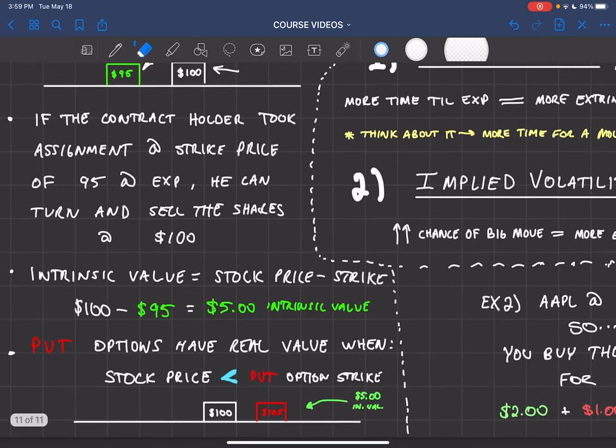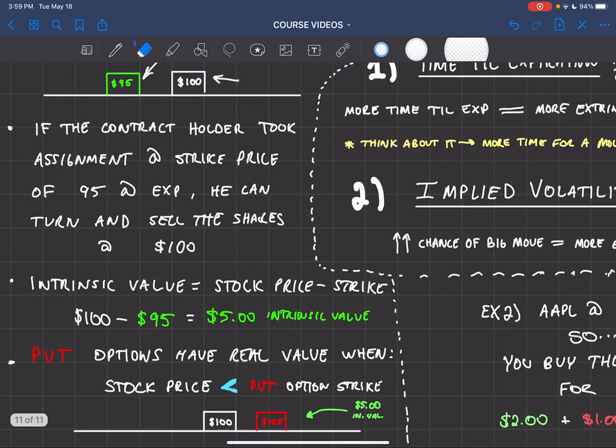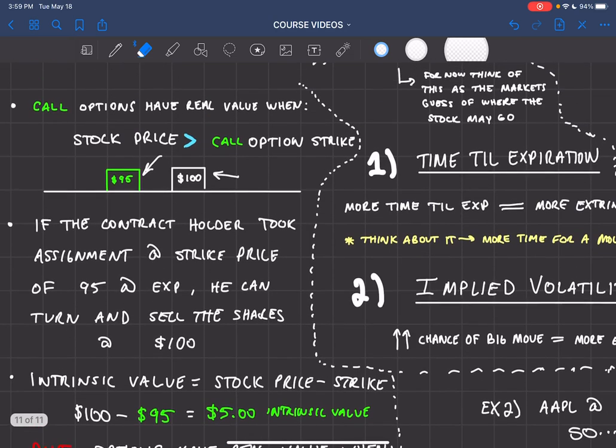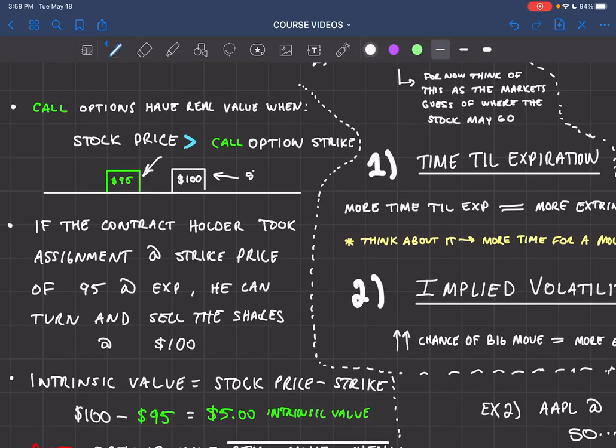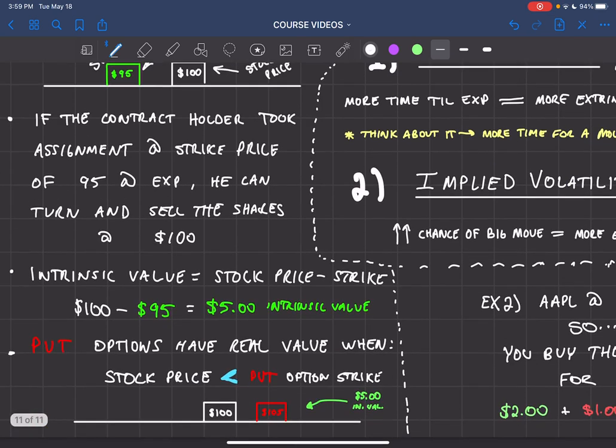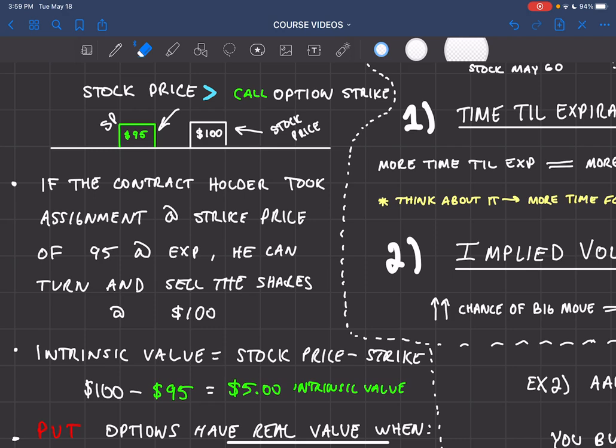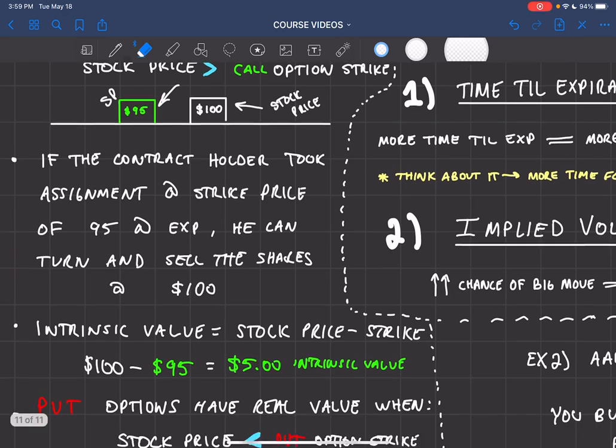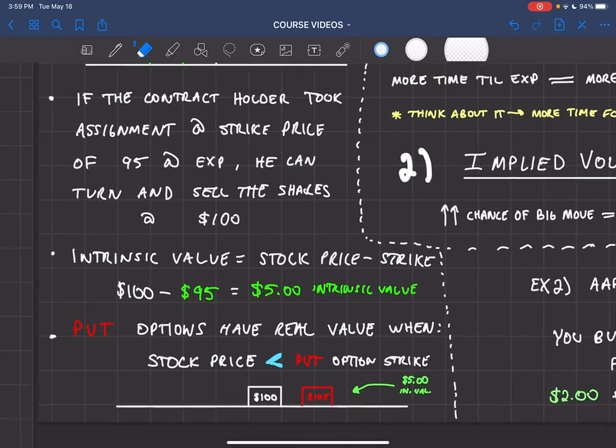So the intrinsic value in this case can be calculated by taking the stock price, which is right here, the stock price of 100 minus the call option strike price. So this is here our strike price of 95. That's $5 of intrinsic value because remember, if we were to exercise our right here, we'd buy 100 shares at 95 and then we can immediately flip them for 100, which indicates here our $5 in intrinsic value.